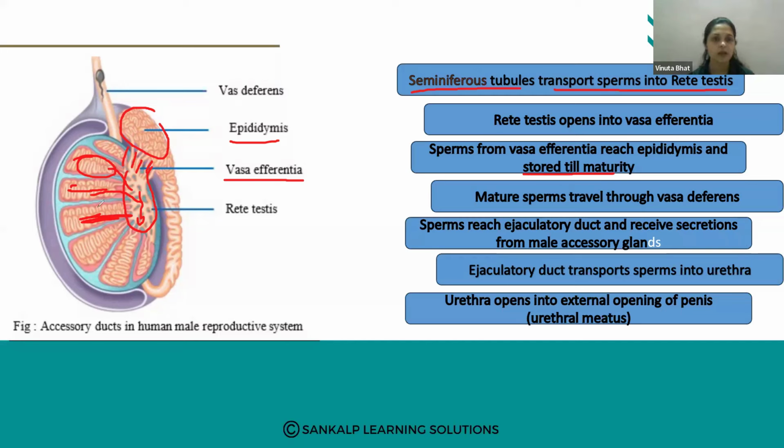In the seminiferous tubules, sperm production happens. After sperm production, where are they transferred next? To the rete testis, and the rete testis opens to the vasa efferentia.